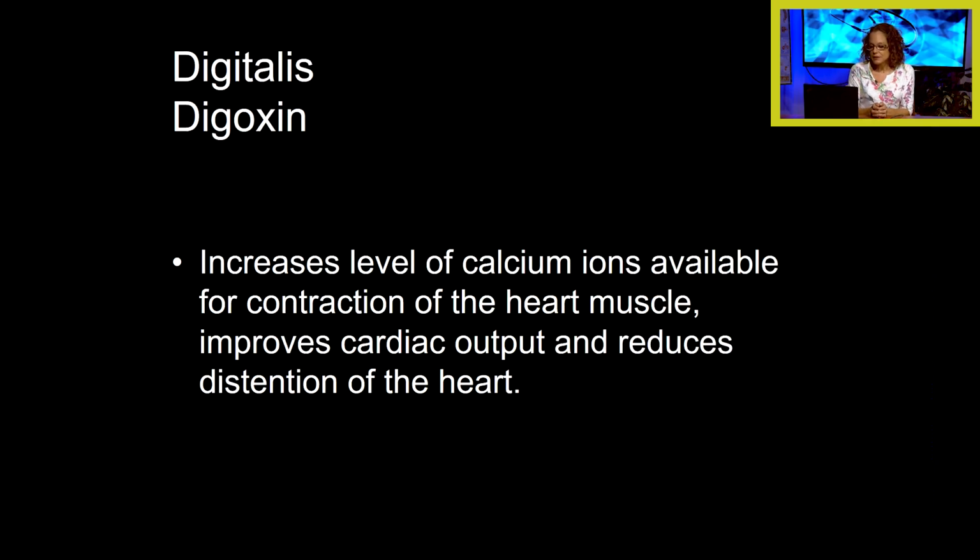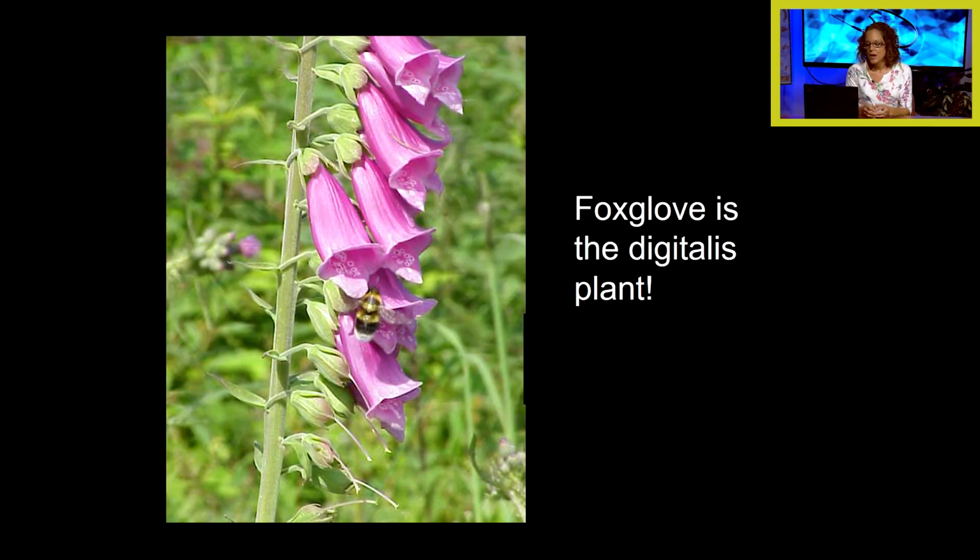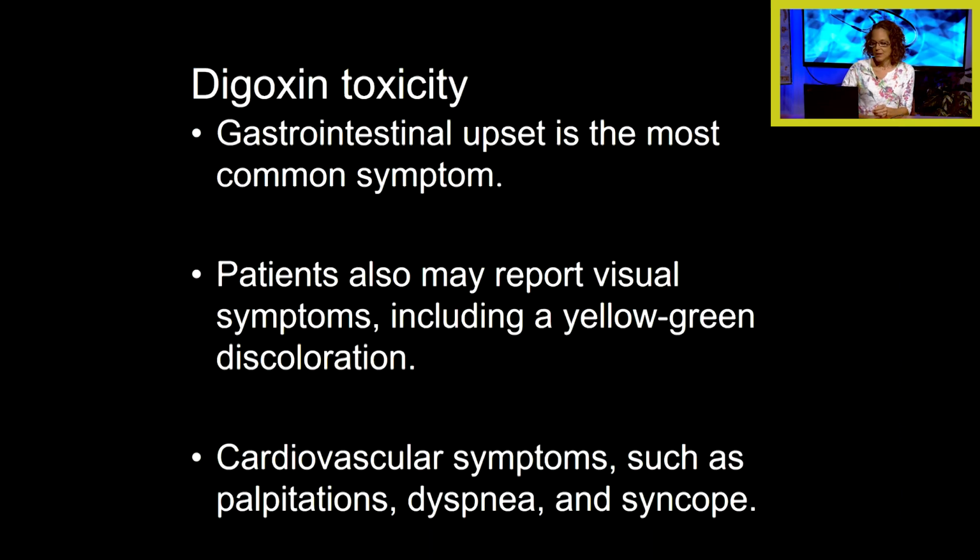And Digitalis or Digoxin. This is a drug that we give. It increases the level of calcium ions available for contraction of the heart muscle. It improves cardiac output and reduces distension of the heart. And this comes from the foxglove plant. However, we need to make sure we monitor our patients for digoxin toxicity, okay? We don't want the digoxin level to become too high.